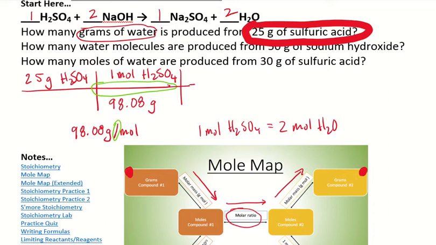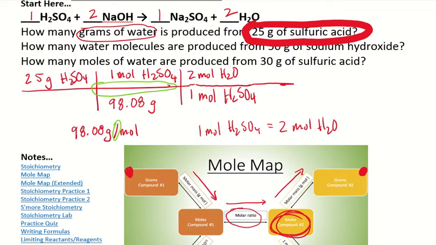So, what goes on top? What goes on bottom? 2 moles of H2O is where we're going. That is compound 2. And 1 mole of H2SO4 cancels out with what I had up top in the previous section. Next step. Going from moles to grams, I'm using my molar mass of H2O.